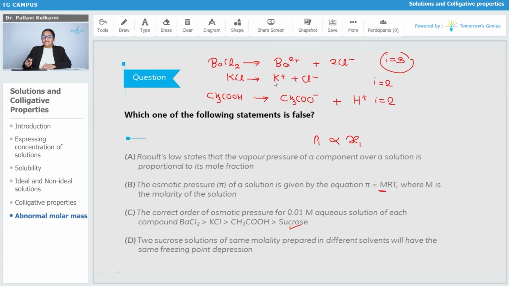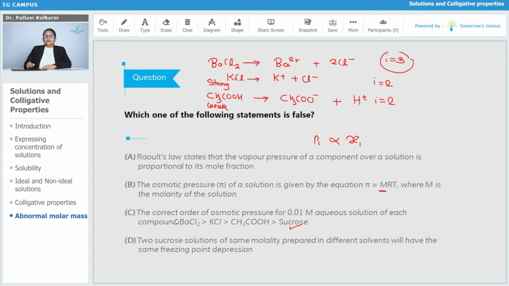We need to compare between KCl and CH3COOH. KCl is an ionic compound. It is a strong electrolyte. Whereas CH3COOH is a weak acid. It is a weak electrolyte. Strong electrolytes undergo complete dissociation very easily. Therefore, K+ and Cl- ions will be produced very easily. On the contrary, a weak acid like CH3COOH will not undergo 100% dissociation. Therefore, even though the i value for both of them is equal to 2, osmotic pressure of KCl will be greater than that of the acetic acid. Therefore, this order given in option C is correct.